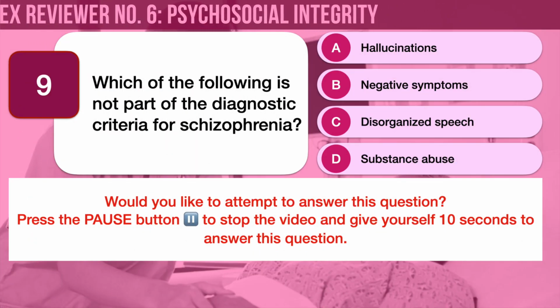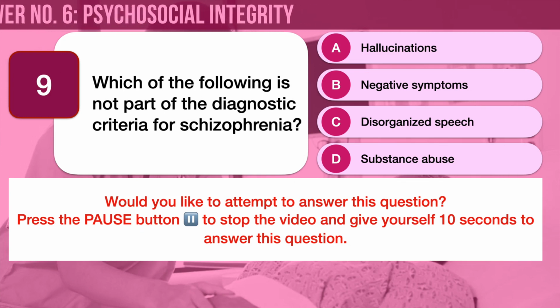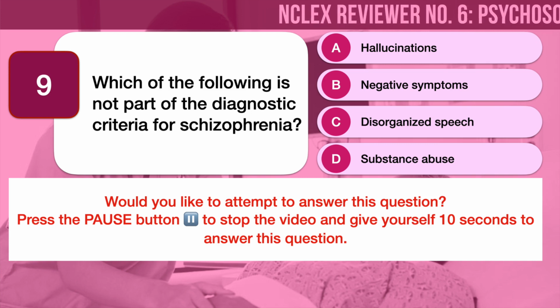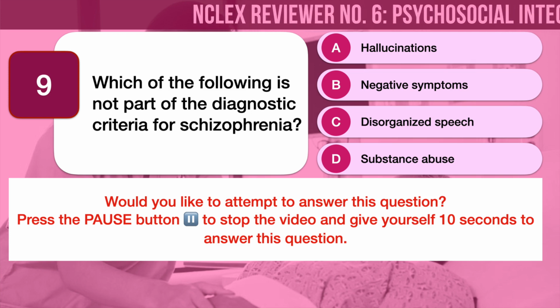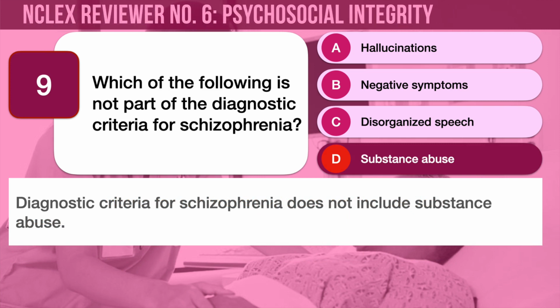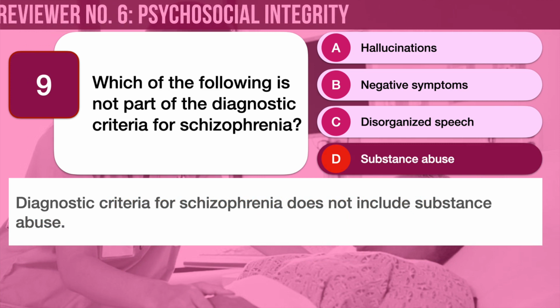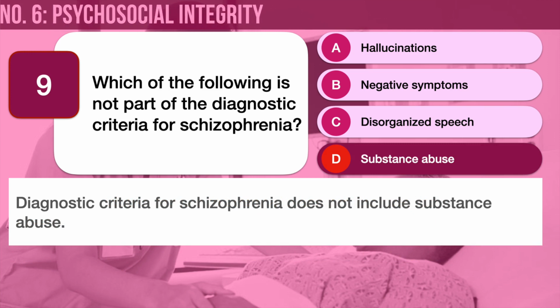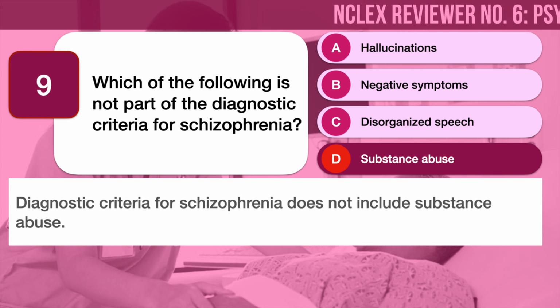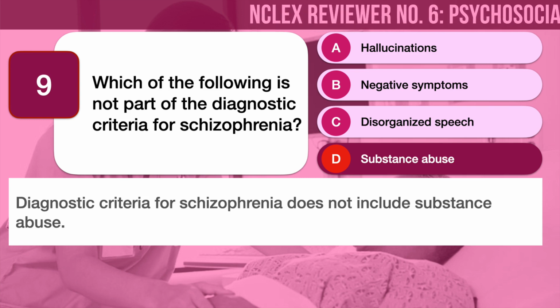Question number 9. Which of the following is not part of the diagnostic criteria for schizophrenia? A. Hallucinations. B. Negative symptoms. C. Disorganized speech. D. Substance abuse. The correct answer is D. Diagnostic criteria for schizophrenia does not include substance abuse. The criteria cannot be secondary to a substance. There is debate as to whether cannabis can cause schizophrenia as a long-term consequence.